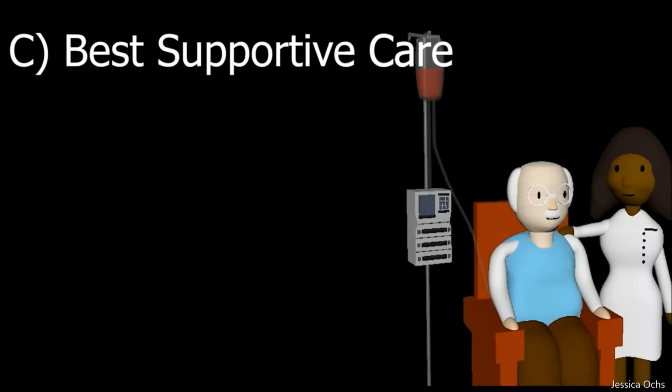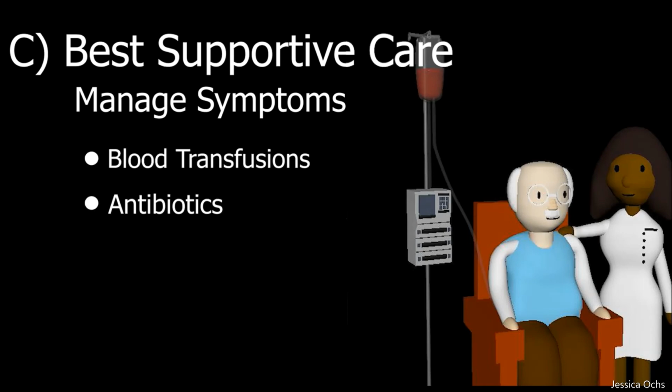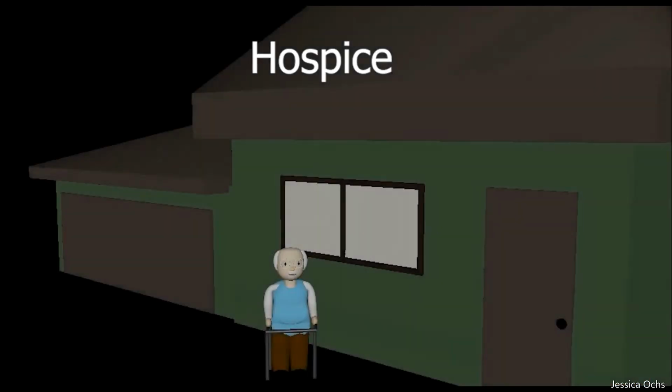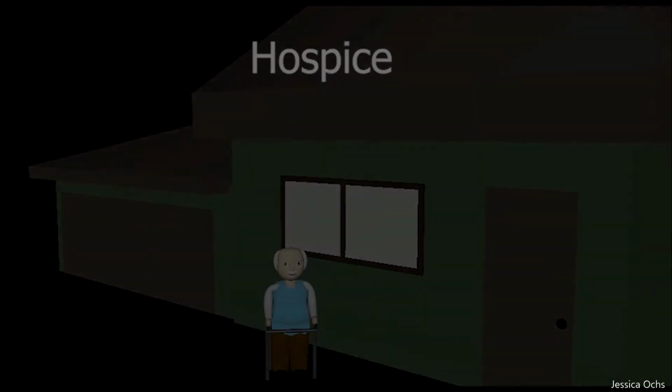The third approach is best supportive care. This approach aims to manage the most serious symptoms of AML and low blood counts with blood transfusions and antibiotics without treating the underlying leukemia. It avoids side effects associated with chemotherapy and may improve symptoms and quality of life. Hospice is considered when blood transfusions no longer provide benefits.